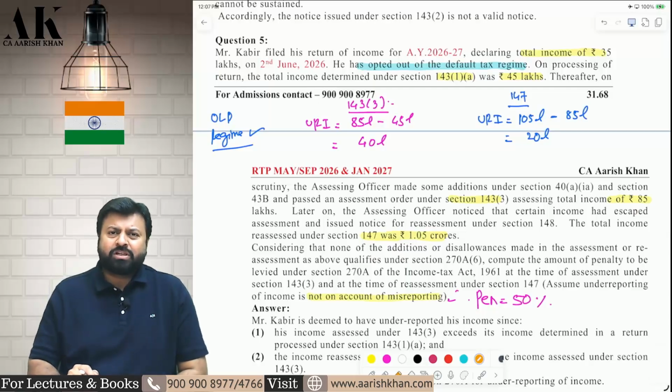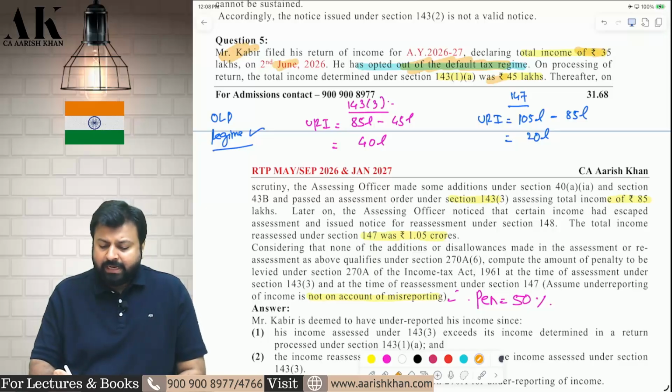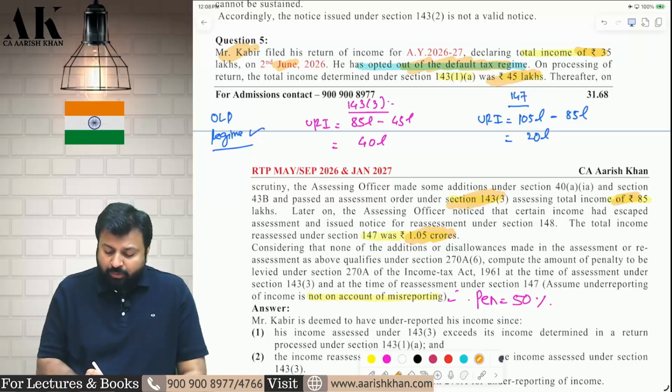Next question, very simple question once again. It's a question on penalty computation. Mr. Kabir is following old regime. He opted out of default regime. Now his total income as per return is 35 lakhs. Then return is processed 45 lakhs. Then income is assessed 85 lakhs and income is reassessed at 1.05 crore, sorry, that is 105 lakhs. Now we are supposed to compute the penalty.